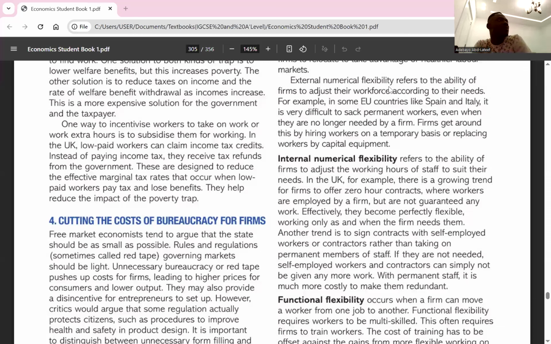For internal numerical flexibility, firms would adjust the time of their workers to suit their own demand. So to do this, they might give workers 0 hours contracts. A 0 hours contract means we are not obliged to give you a job when we don't have one. So we only call you when the need arises. That is what we call internal numerical flexibility. Is it clear? Yes, sir.